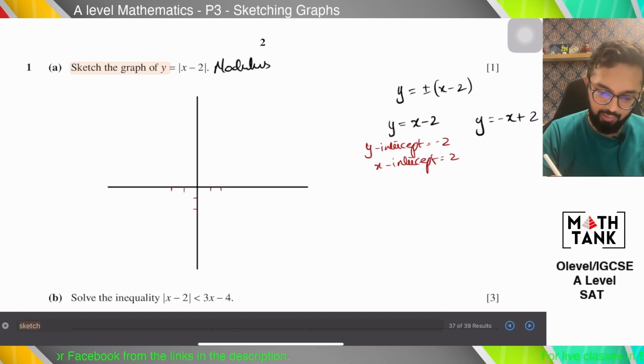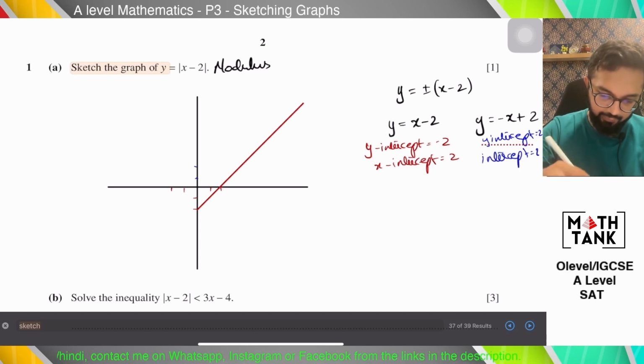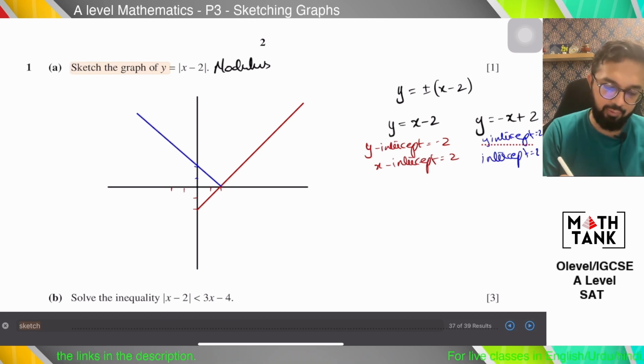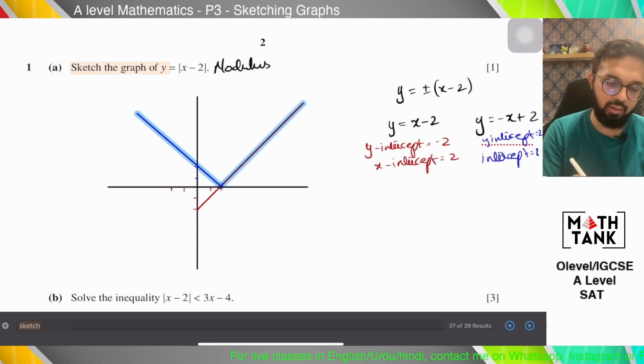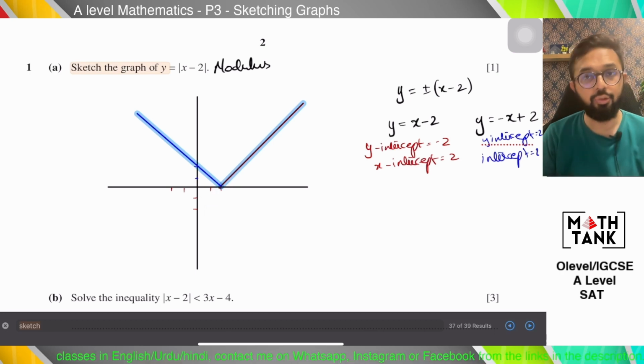So this graph will probably look like this. We just draw a straight line, and this will have a y-intercept of 2 and x-intercept of 2 as well. So that graph looks like this. I'm going to keep the V and erase the rest. That is the part of the graph that I want to keep. That's going to be my final graph. I'm going to erase the rest and say that this is the graph of y equals modulus x minus 2.